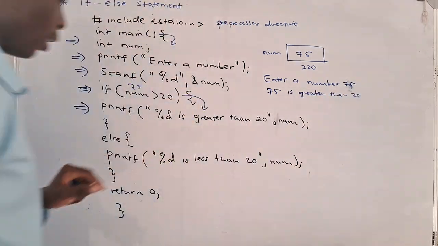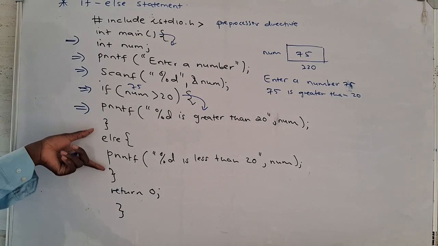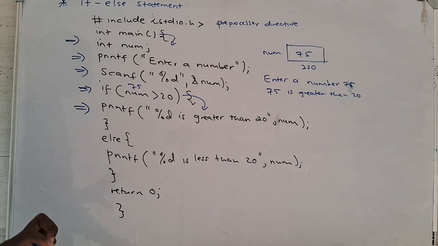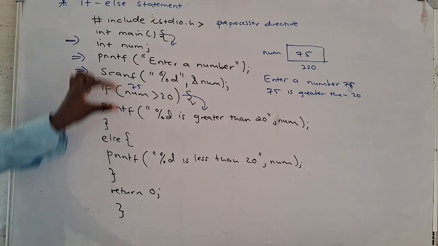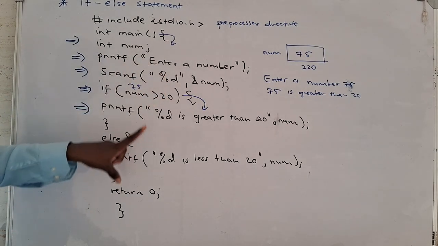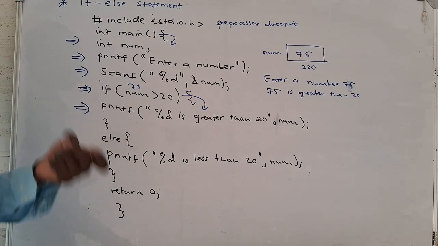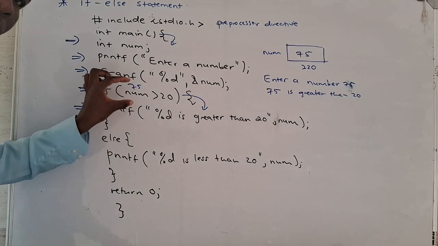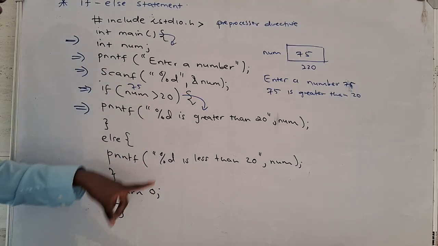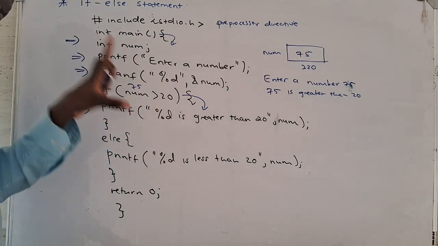20. Okay, what about this else block? It is not going to enter into the else block. Why? Because it knows if this condition is false, then only it is supposed to enter into the else block. If this condition is true, it is going to enter into the if block.